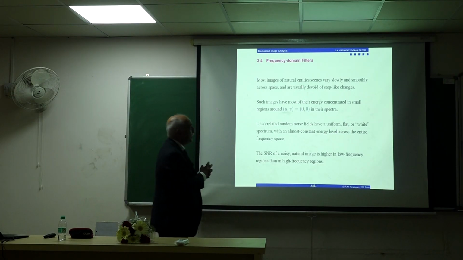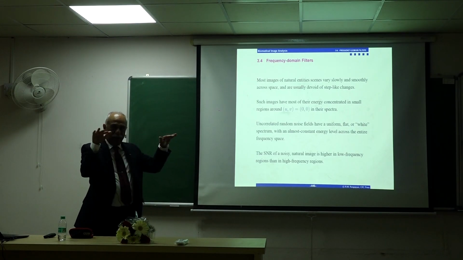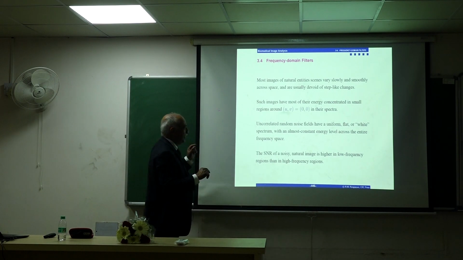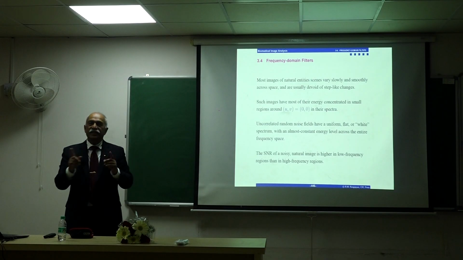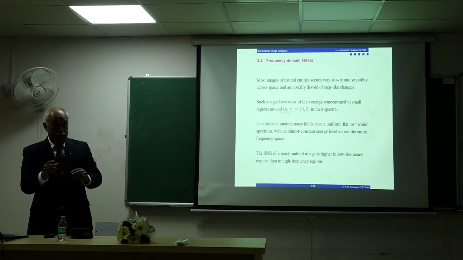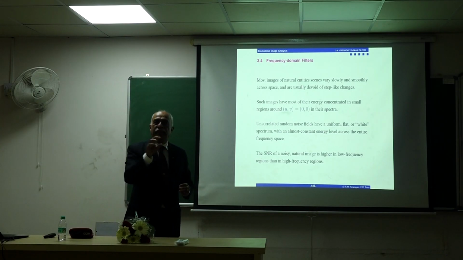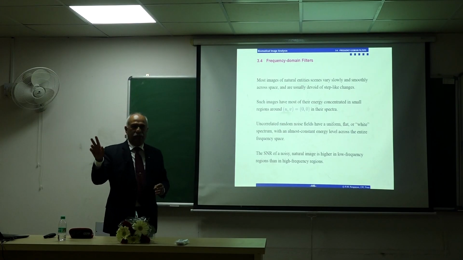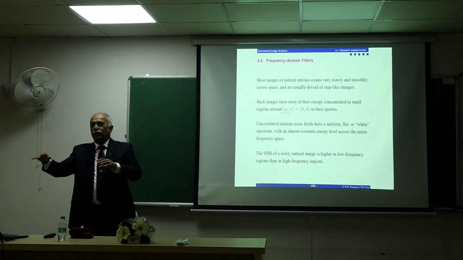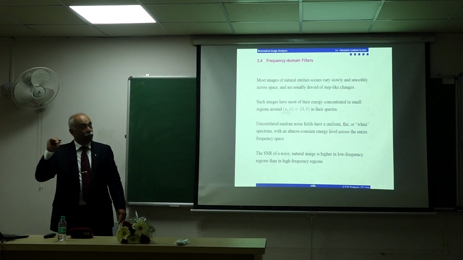Uncorrelated random noise fields have uniform, flat, or white noise. Their spectra will be constant. So the SNR of a noisy natural image is not constant across the frequency range. The SNR could be high in the DC and low frequency area and could be poor in the high frequency area. Noise is constant; signal is high there and becomes low. So signal becomes low in the higher frequency zone, while noise remains the same.